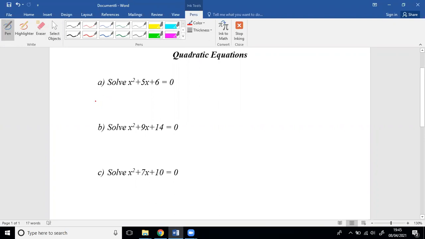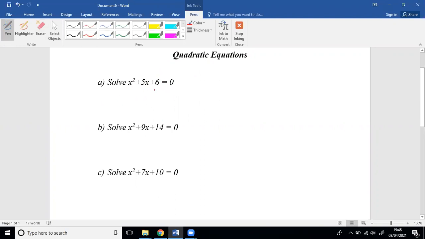Hi, today I'm going to go through quadratic equations. For example, how do we solve quadratic equations? Now, a quadratic equation normally comes in the form of x squared plus a number x plus a number by itself equal to 0.